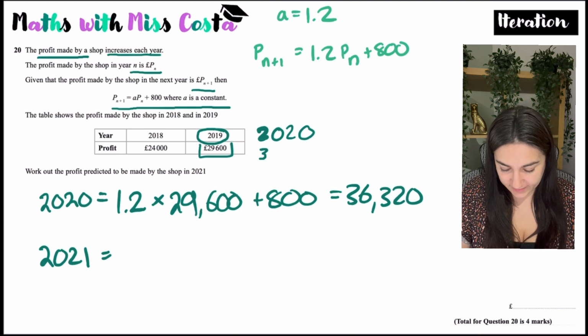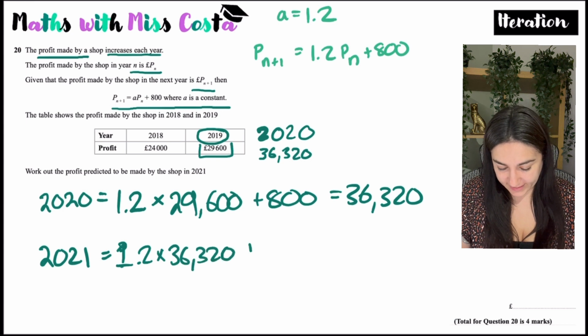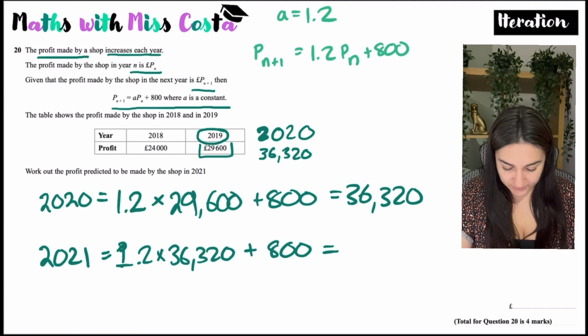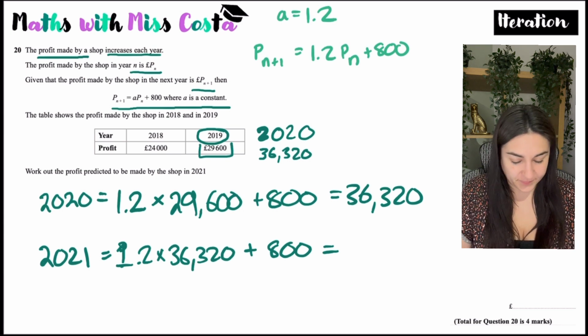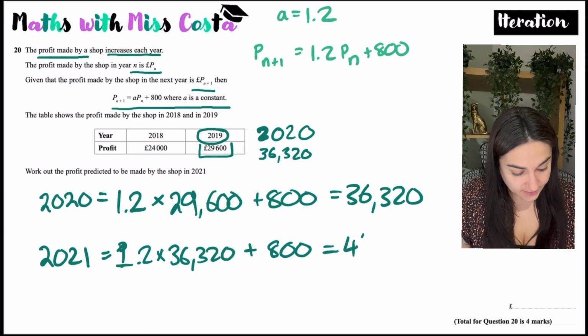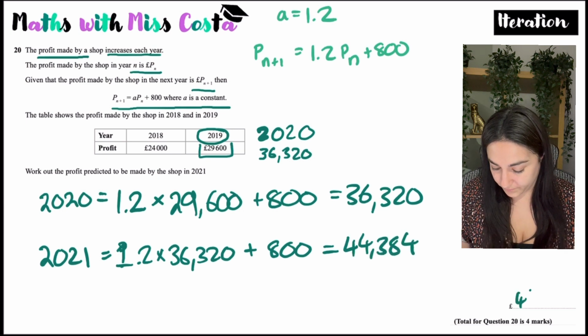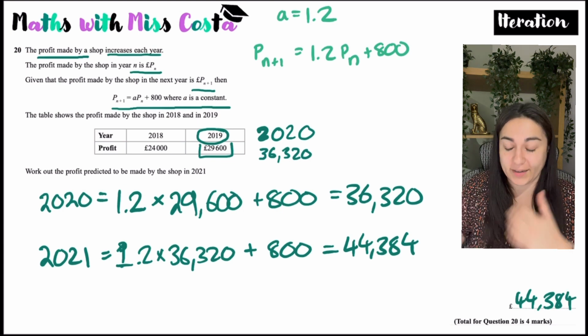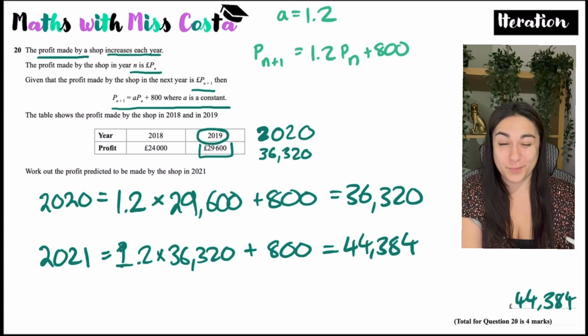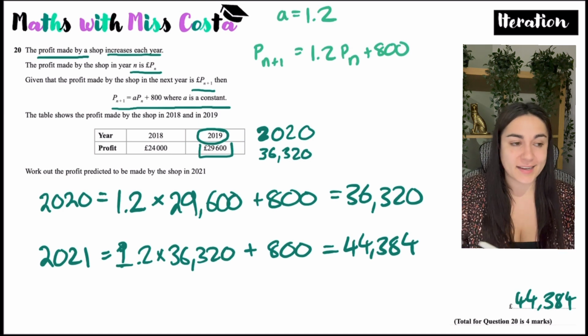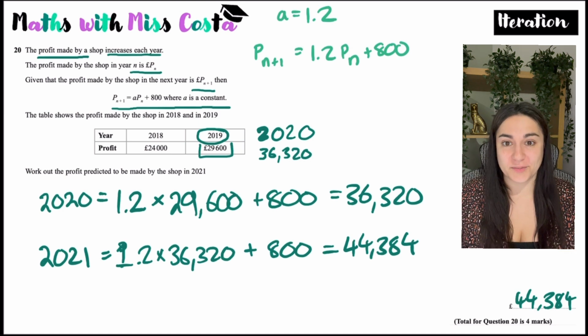I substitute in 2020's profit. So 1.2 times 36,320 plus 800, which equals, so 1.2 times 36,320 plus 800 is 44,384. So with iterative formulas, all you're doing is you're using the previous year or the previous answer in order to work out your next answer.